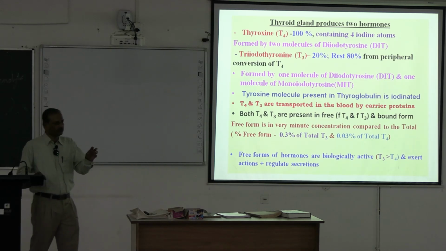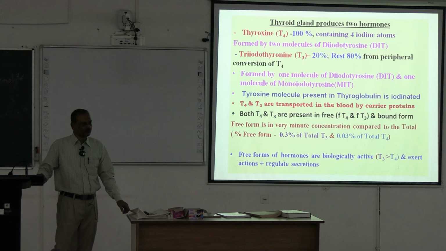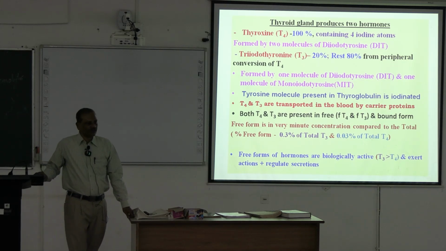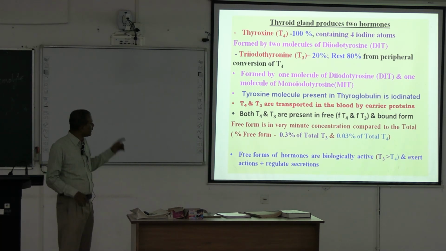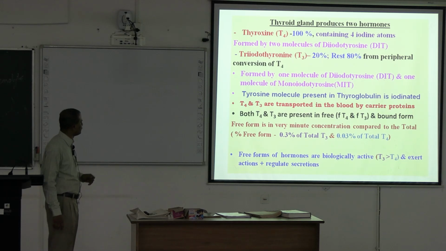Write down, there is one protein called thyroglobulin. That thyroglobulin protein has tyrosine residues. That tyrosine residue is iodinated. And from there the T4 hormone is produced, and T3.